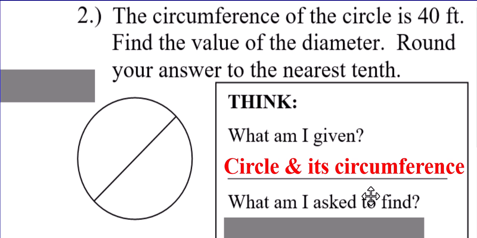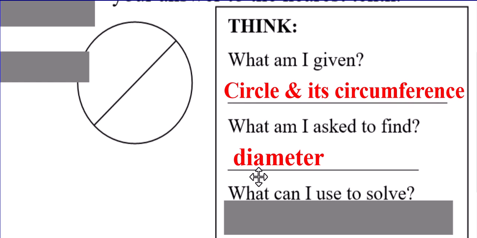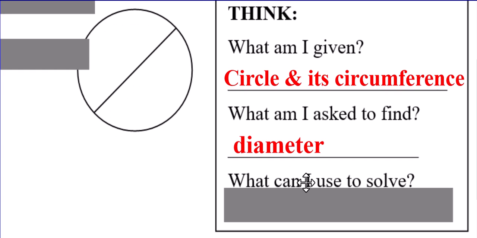What are we asked to find? We are asked to find, right up here, I'm going to underline it for you, the value of its diameter. So let's write that down. We are asked to find the diameter. What can we use to solve? Well, circumference is given to us, so we can't use an area formula. We got to use the circumference formula.